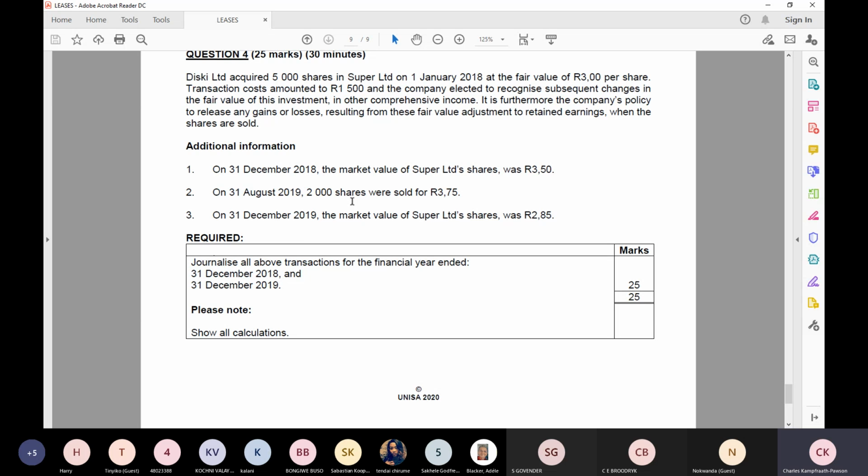So here they say additional information. On 31st of December 2018, the market value of Super Limited shares was R3.15. The next year, we sold 2,000 shares. And on the 31st of December 2019, the market value of Super Limited shares was R2.85.